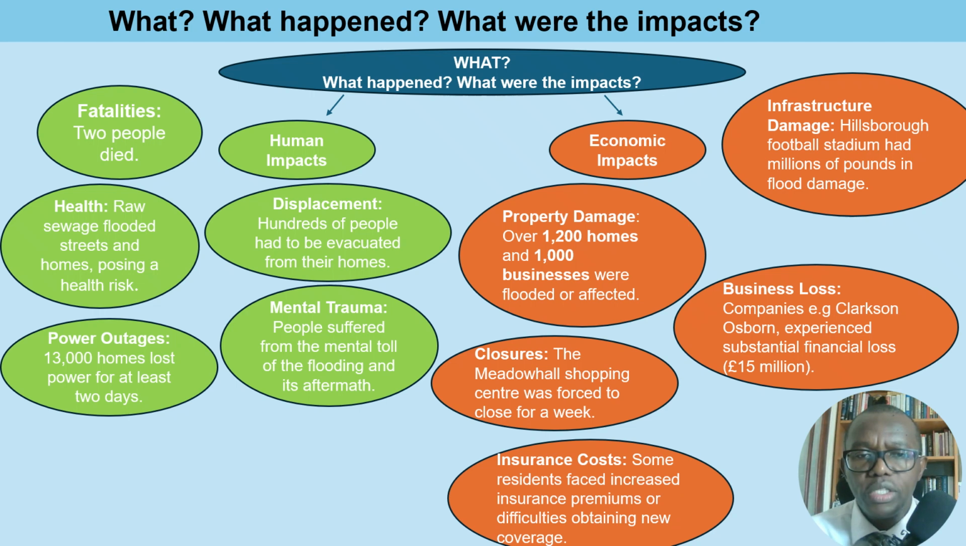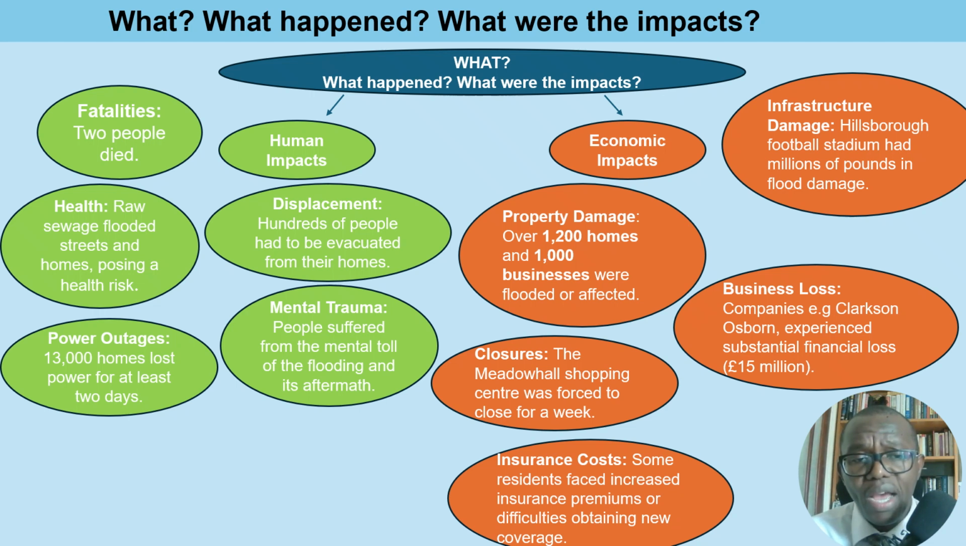On to the what. So what happened and what were the impacts? Now I've divided them into the human impacts and the economic impacts. And the human impacts are shown in green, and we shall go through them one by one. So the first one is that unfortunately there were 2 fatalities. So 2 people died in the Sheffield floods.